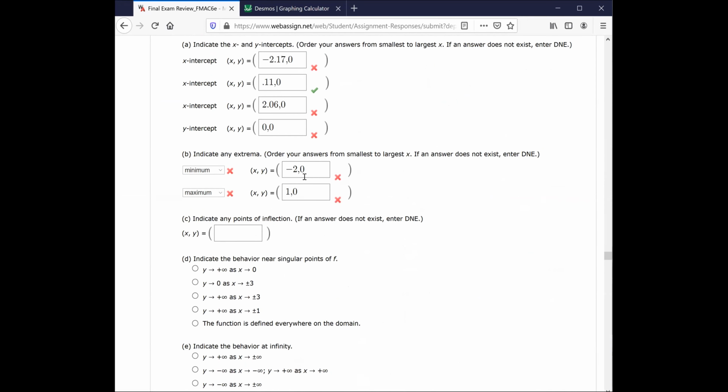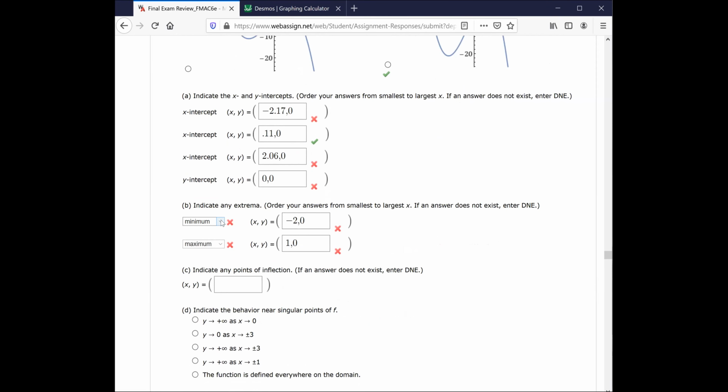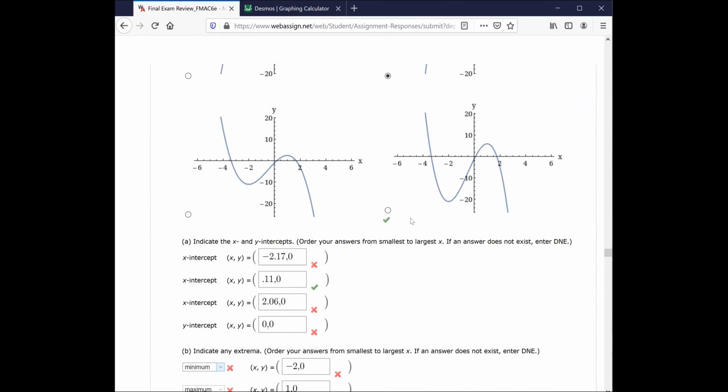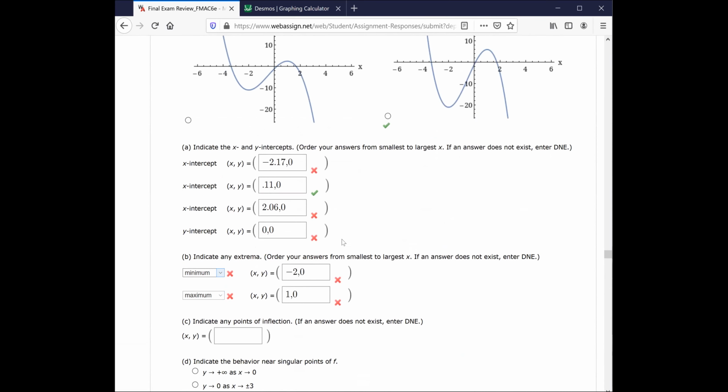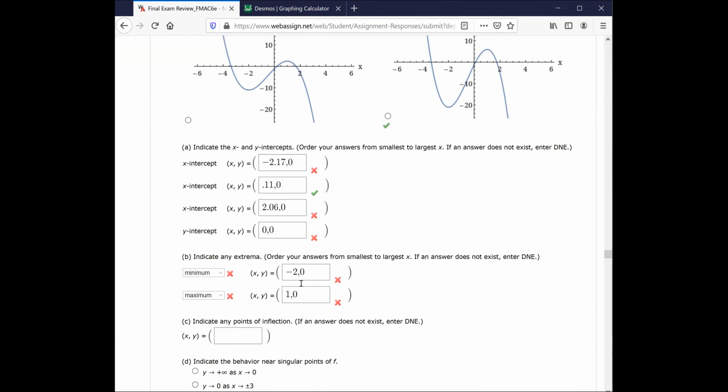Okay, extrema, wouldn't it be? There's no minimum or maximum, because those are relative. It goes up forever and down forever. Yeah, it does have relative mins and maxes, but I'm guessing this is DNE for both.